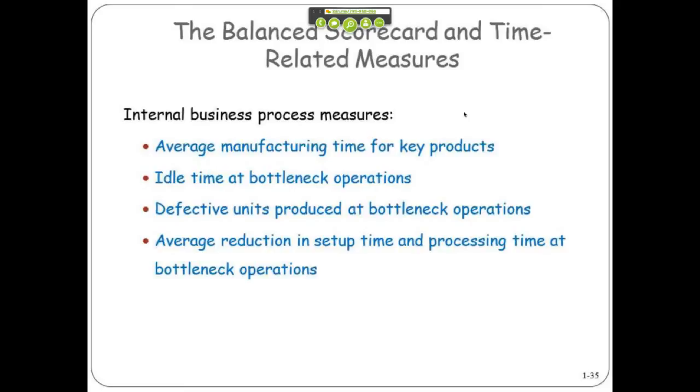Defective units produced at the bottleneck. The challenge there is if you're wasting your time at your bottleneck producing defective units, you're just increasing the bottleneck. You don't want defective units to pass through the bottleneck. You want to catch them before they get there.